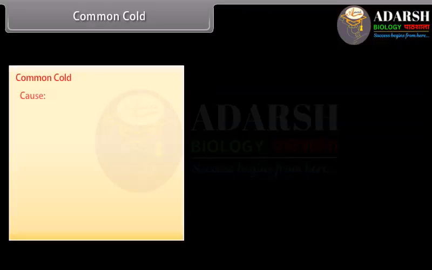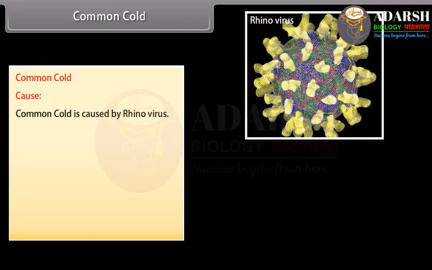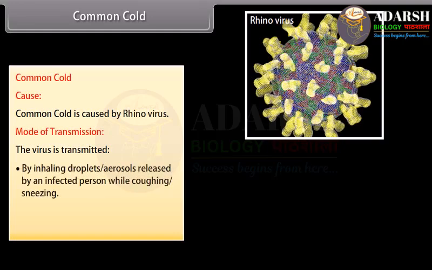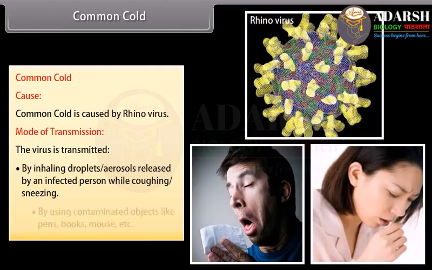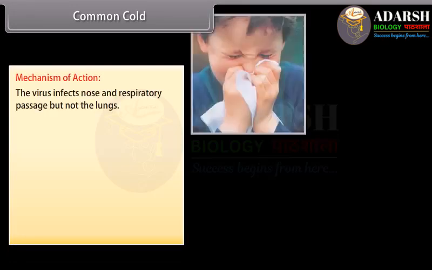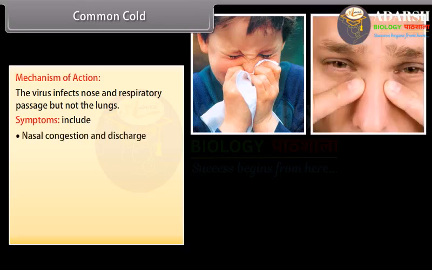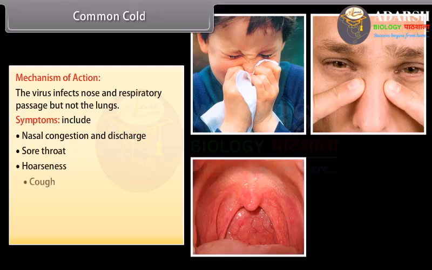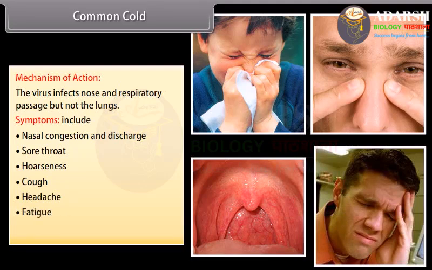Common cold. Cause. Common cold is caused by rhinovirus. Mode of transmission. The virus is transmitted by inhaling droplets and aerosols released by an infected person while coughing or sneezing, or by using contaminated objects like pens, books, mouse, etc. Mechanism of action. The virus infects the nose and respiratory passage but not the lungs. Symptoms include nasal congestion and discharge, sore throat, hoarseness, cough, headache, fatigue. The symptoms usually last for 3 to 7 days.